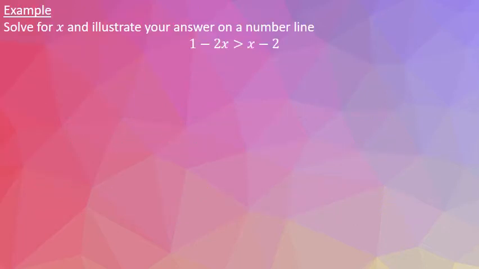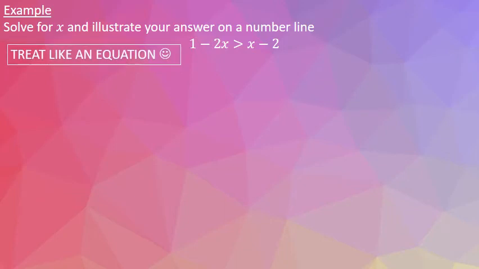Here we are asked to solve for x and illustrate your answer on a number line. Now let's have a look. 1 minus 2x is greater than x minus 2. So for which values of x will that expression be true? Just treat it like an equation. And what do we do with an equation? We always get our variables to one side and a constant to the other side.